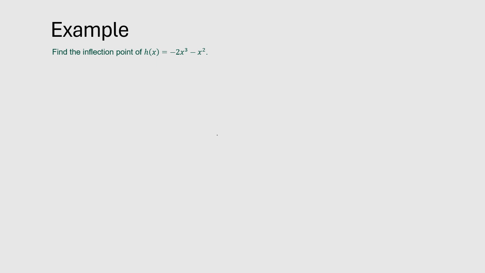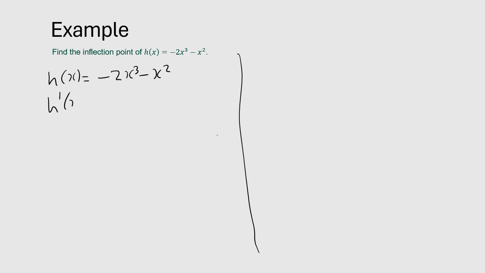In this example, we want to find the point of inflection of h of x equal to minus 2x cubed minus x squared. First, we write h of x is equal to minus 2x cubed minus x squared. Then h prime of x: we multiply 3 and minus 2, x to the 3 minus 1, minus, we take 2 here, x to the 2 minus 1. This is minus 6x squared minus 2x.